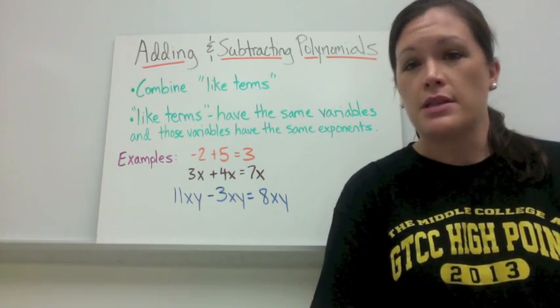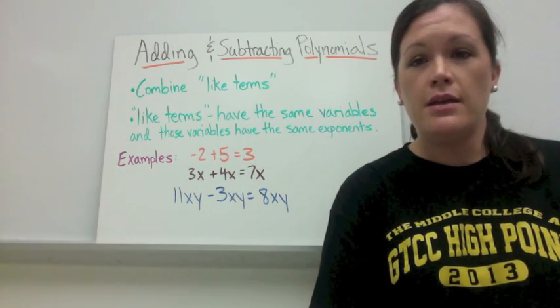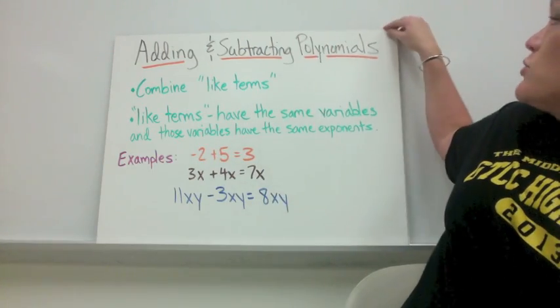The next example is 11xy minus 3xy. When we combine the 11 minus the 3, we get 8xy. Let's look at some more examples.